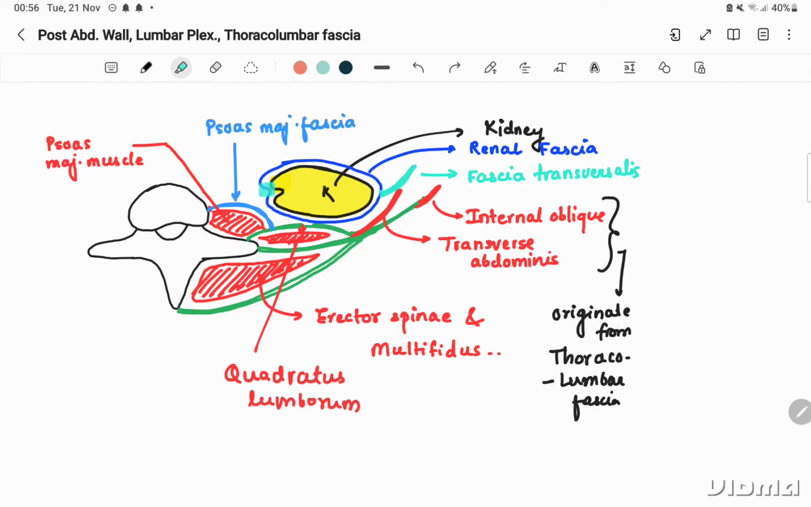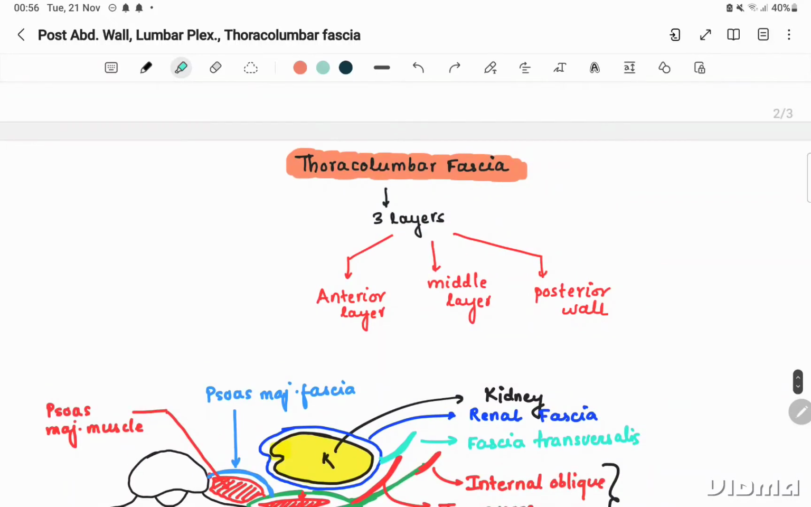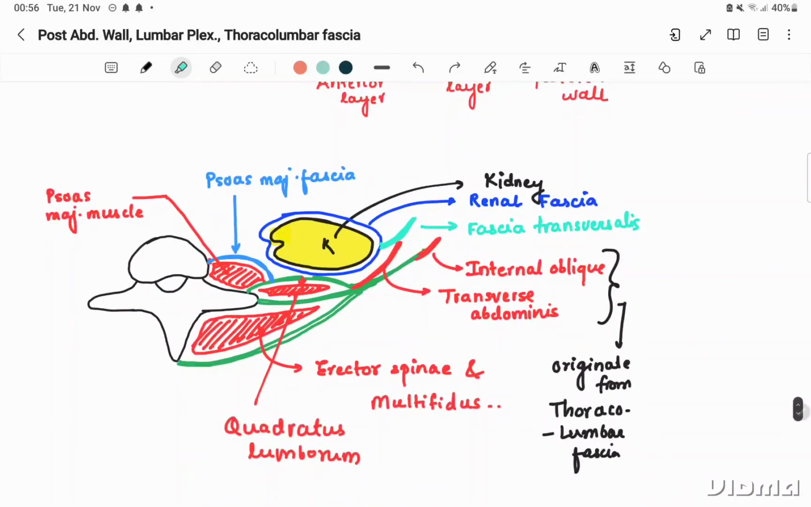And the kidney fascia surrounding the kidney, that is the renal fascia, and you have the psoas major fascia which is surrounding the psoas major muscle. This internal oblique and the transverse abdominis, both these muscles are originating from the thoracolumbar fascia, as we learned in the previous things. Okay, so this is your thoracolumbar fascia.